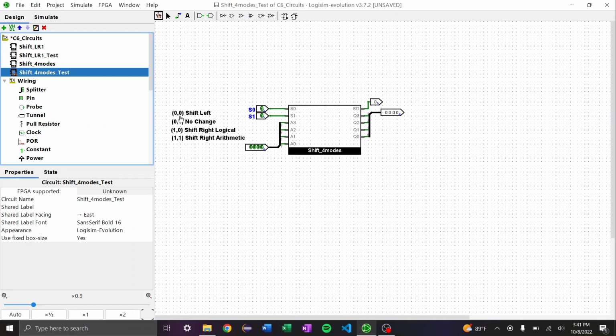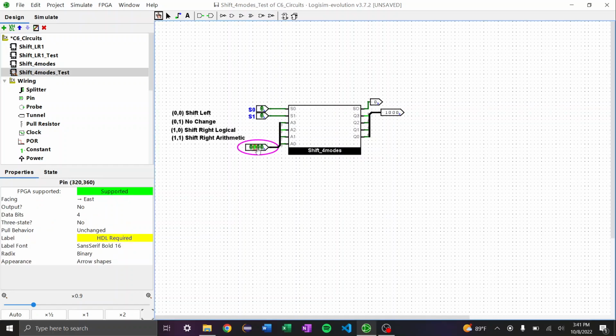As you can see, using these two switches this time, we could change between the 4 modes of shifting. So let's try that real quick. We'll do 0, 1, 1, 0 yet again. Shift left, exactly what you would expect. No change, also what you expect. 1, 0.